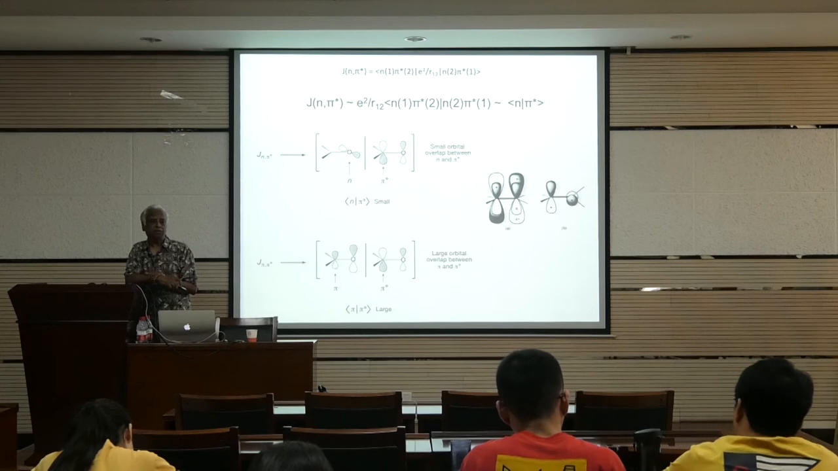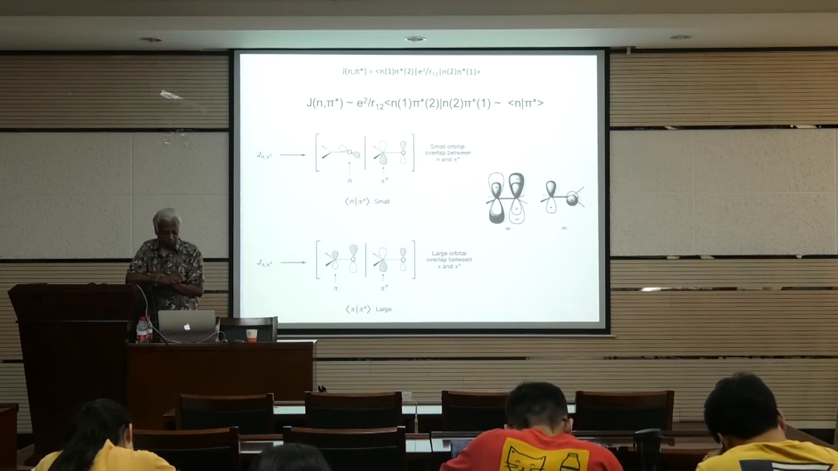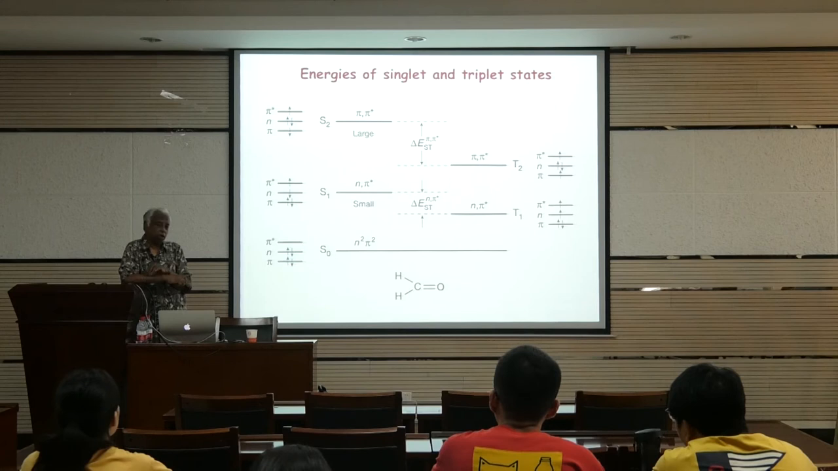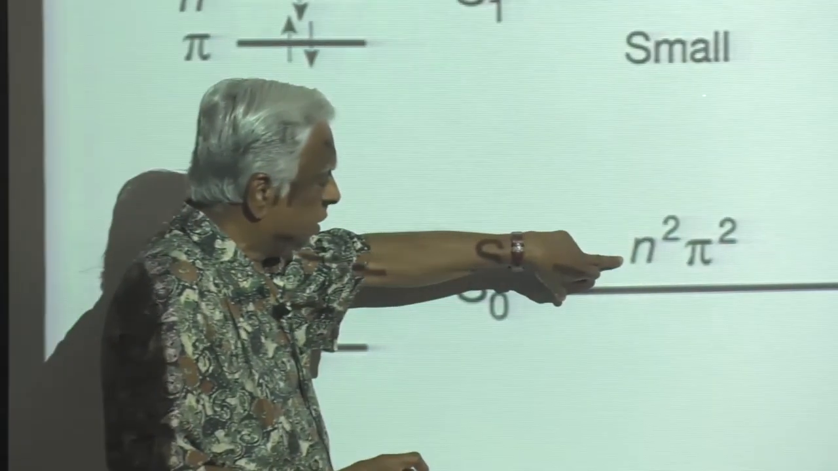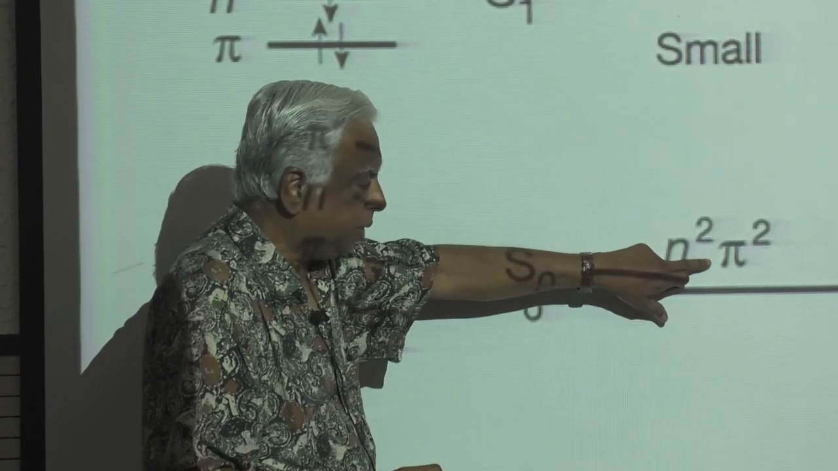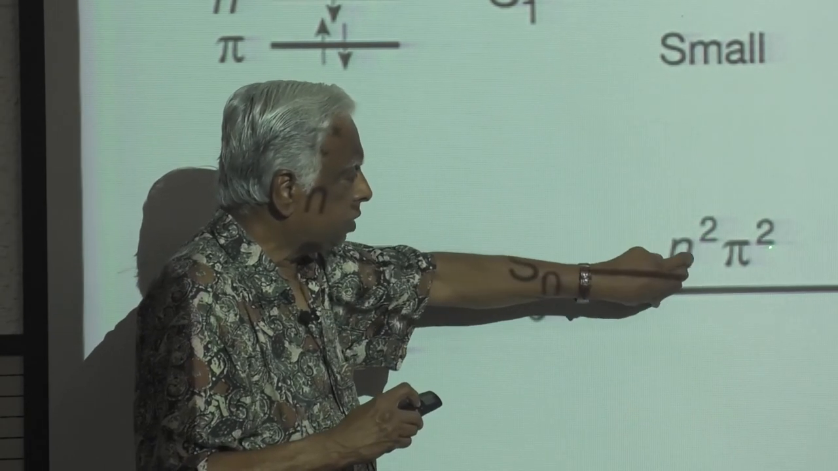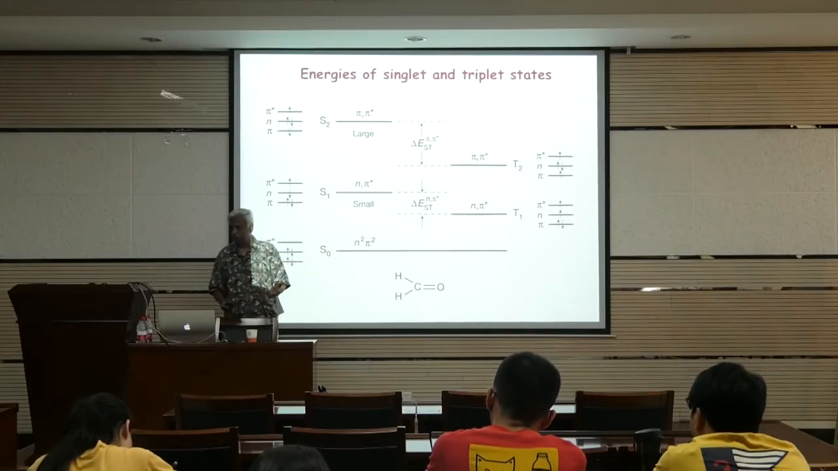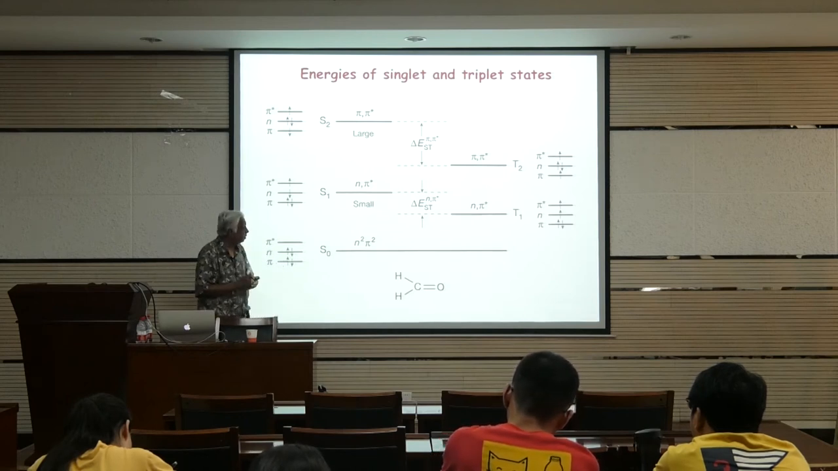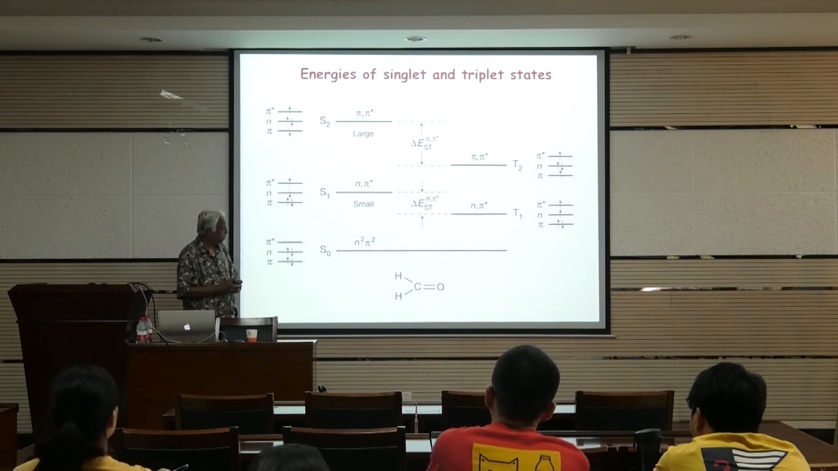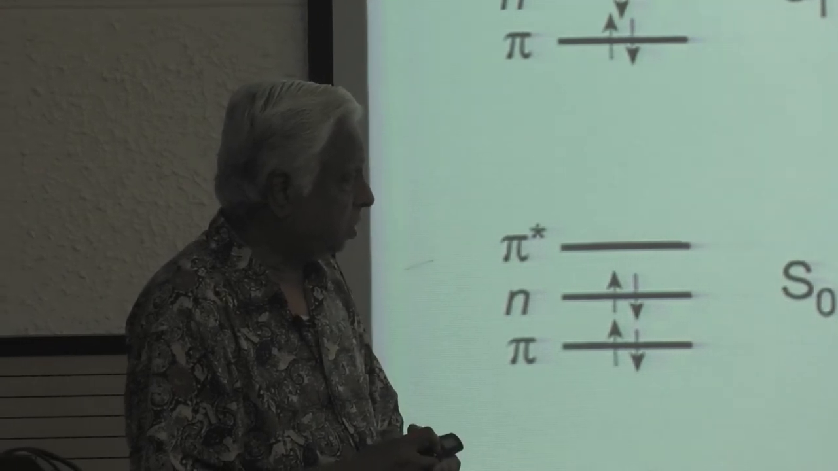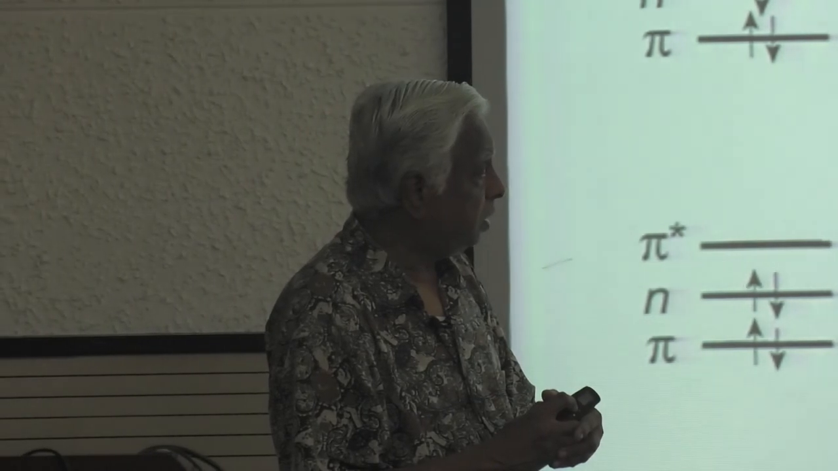Okay? Now, if you go back, you remember formaldehyde, this compound? So this is going to have several states, right? In the ground state, there are two electrons in the n orbital, and two electrons in the pi orbital. These two electrons have opposite spin, these two electrons have opposite spin. So because of this, they are singlet, the ground state, there is no spin. Now, for the first excited state, we are taking one electron from here and putting it in the pi star antibonding orbital corresponding to this. So there is one electron in the n and one electron in the pi star.